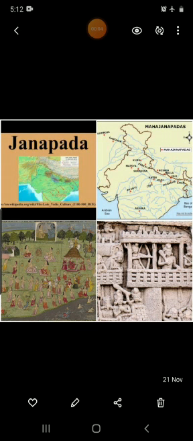Today we are going to discuss the exercise of chapter 4, The Rise of Kingdoms and Republics. First we'll discuss the short answer type questions. First question, state any two main factors which led to the establishment of Janapadas.